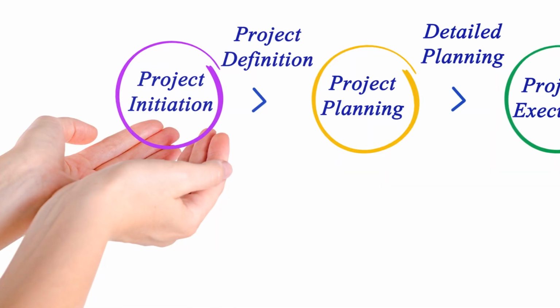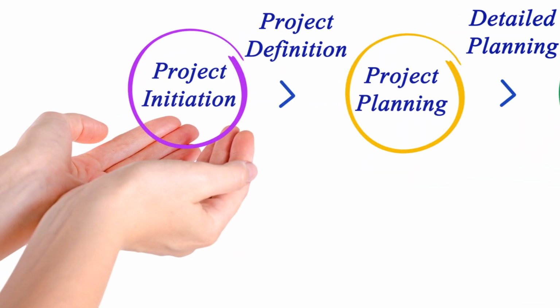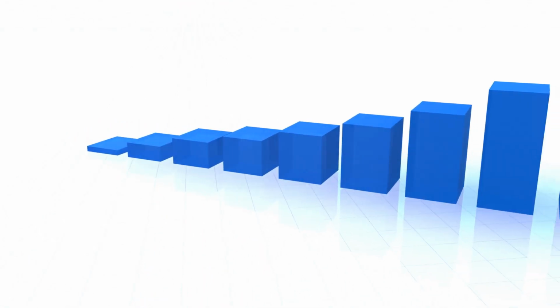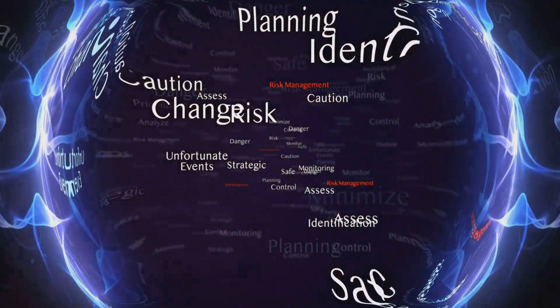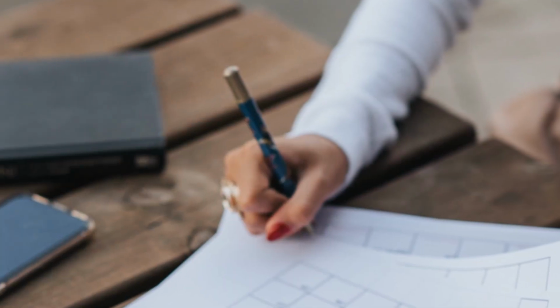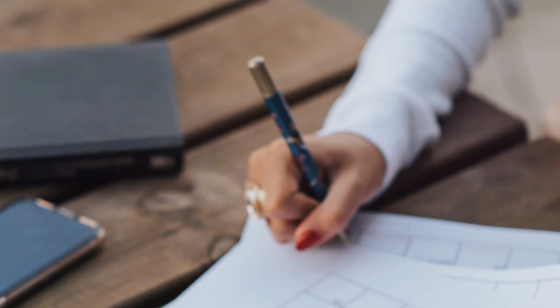The backward pass works best when integrated with other project management techniques. Combining it with the forward pass forms the foundation of the critical path method, CPM. This integration provides a complete picture of the project's schedule and potential risks. Resource leveling adjusts the schedule to address resource constraints.